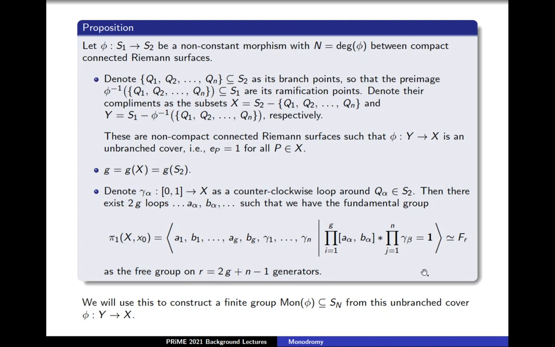We will use this to construct a finite group called the monodromy group of phi inside the symmetric group on capital N letters from the unbranched cover phi from Y to X.